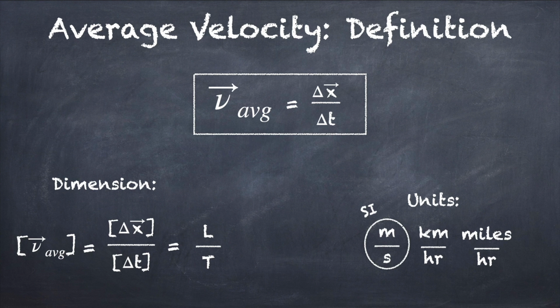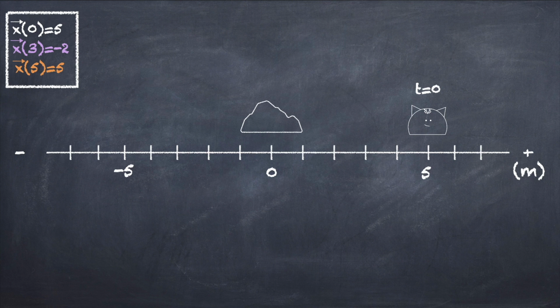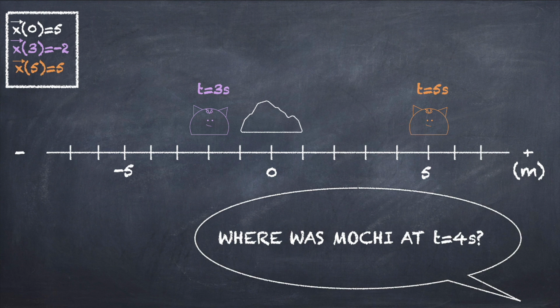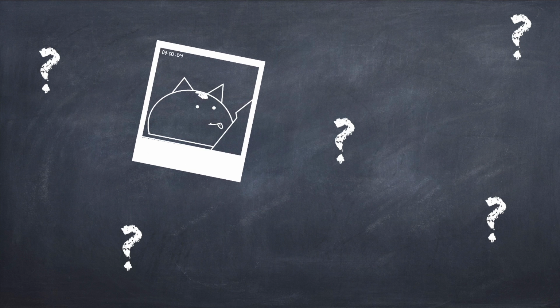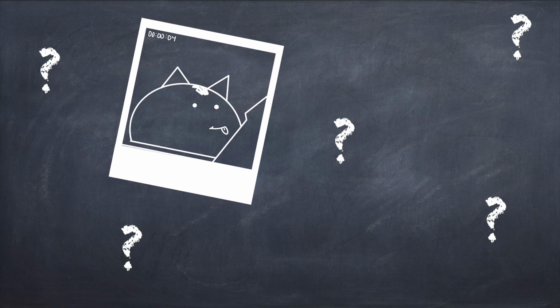To see why average velocity is a useful quantity to measure, let's consider a set of observed positions for my toon cat Mochi. These tell us where Mochi was at time 0, after 3 seconds, and after 5 seconds. But now what if someone were to ask, where was Mochi at time equal 4 seconds? Well, the answer is, we don't know. Without having explicitly seen Mochi at 4 seconds, we can't know where he was, but we can use average velocity to make a pretty good prediction for where he might have been.